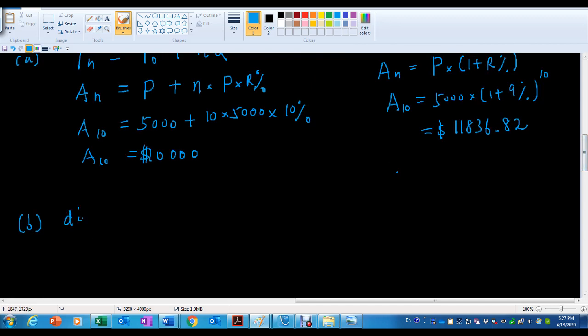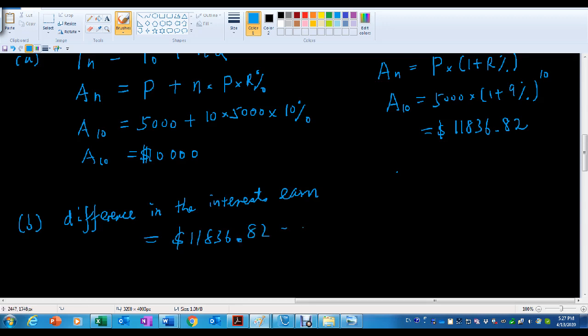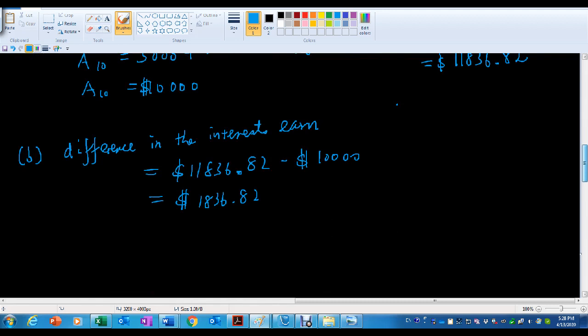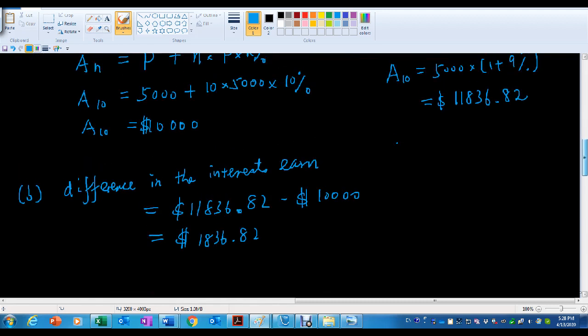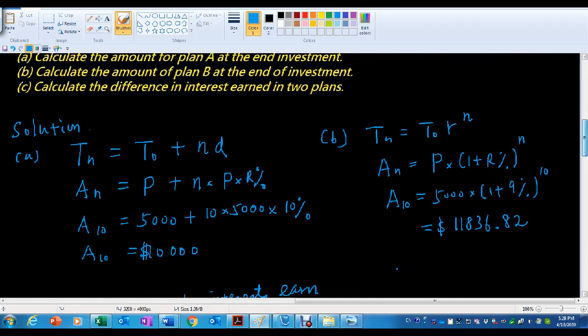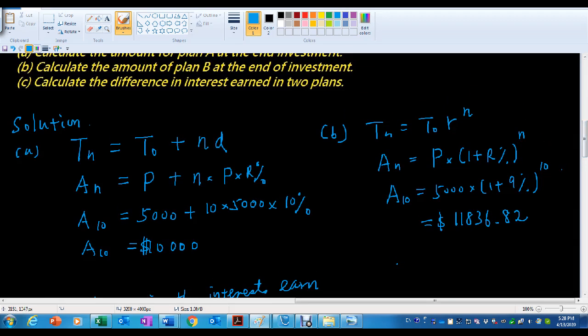Okay, difference in interest. Using this figure minus this figure. So that will be the difference between two investments. So you see the power of compound interest in this question.